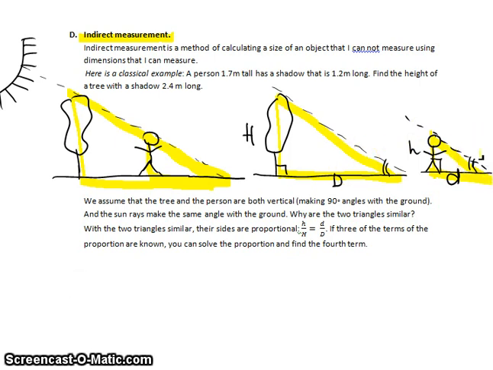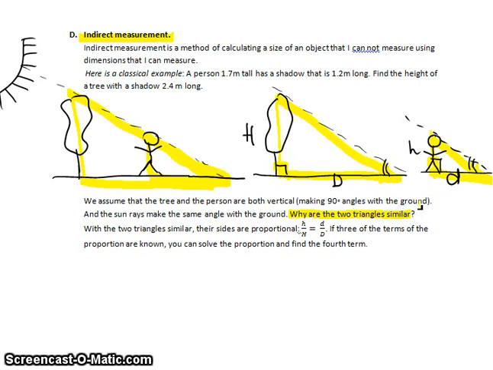Now we assume that the tree and the person are both vertical. They make 90-degree angles with the ground, and the sun rays make the same angle with the ground. This is the angle made by the sun ray and the ground. Why are the two triangles similar? This is the question that you will have to answer.